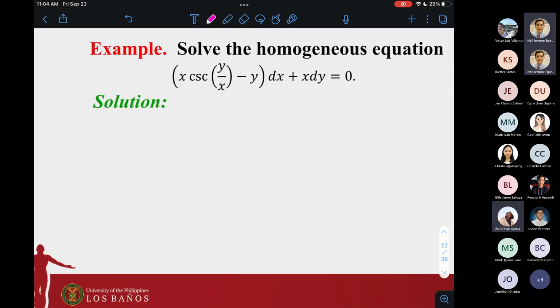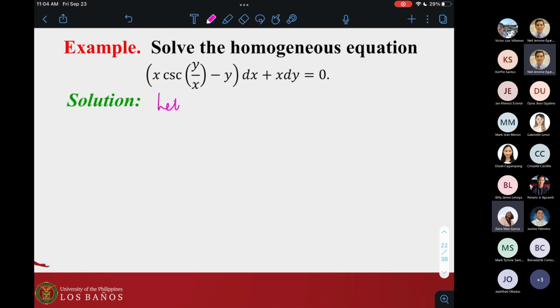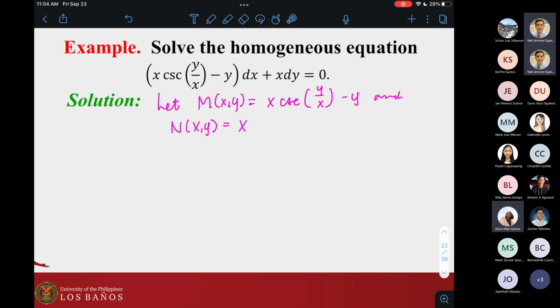So, I will let M of xy, the first one, be equal to x cosecant of y over x minus y, and N of xy be the second component. Si x lang naman pala siya, so madali yung pangalawa.